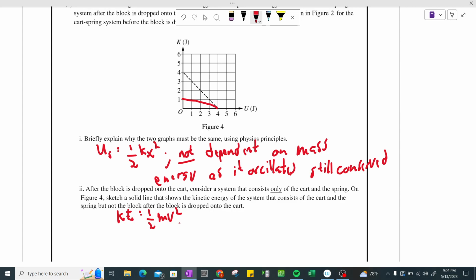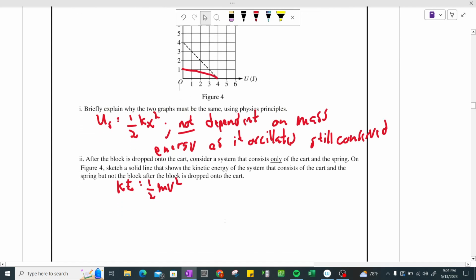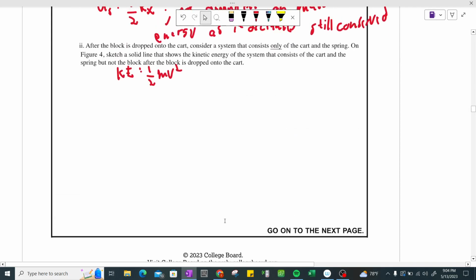So in that case, it looks like energy is not conserved. It's really still going to be conserved. It's just less apparent because we're not looking at a closed system. This is now an open system, which makes it a little different. Okay, and that's all of question 1.